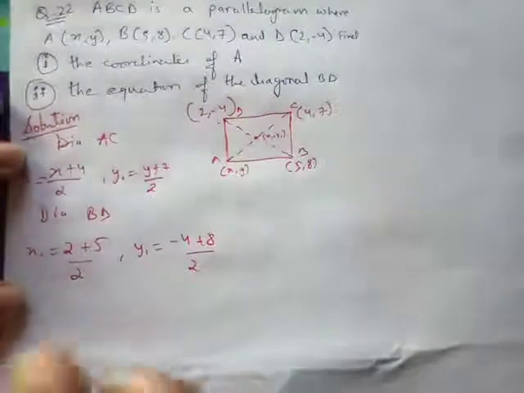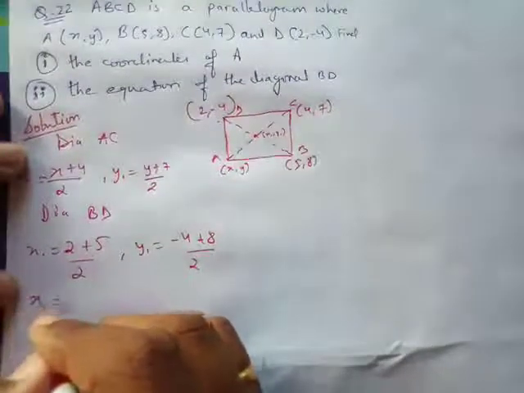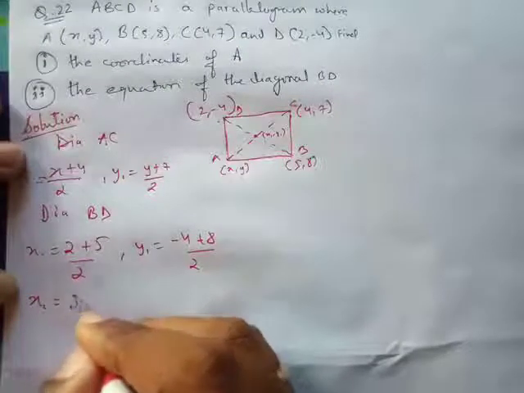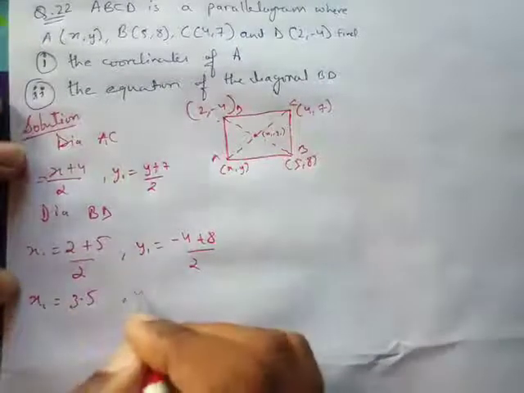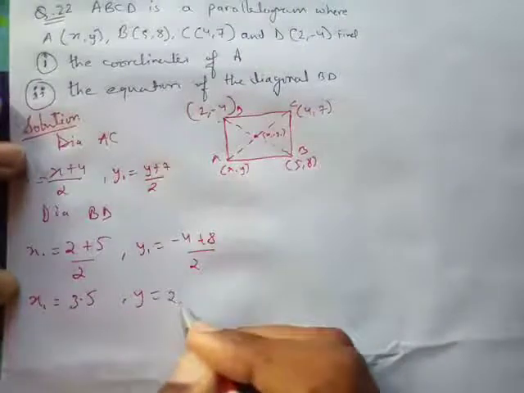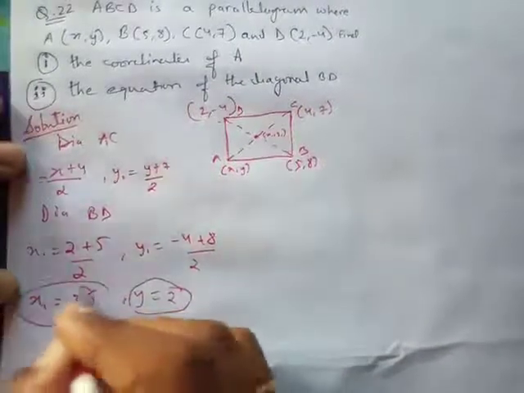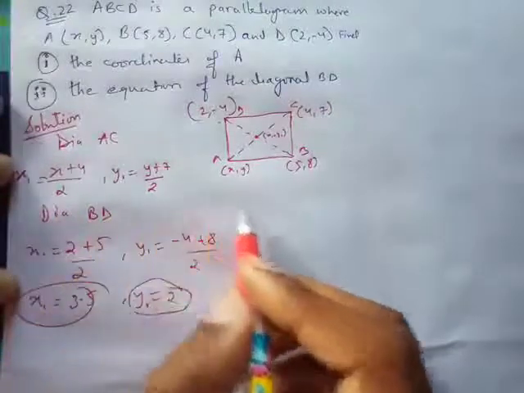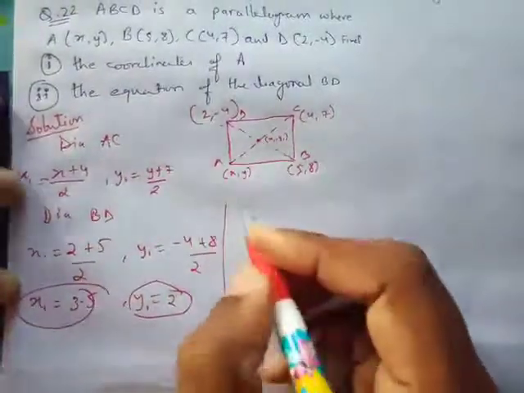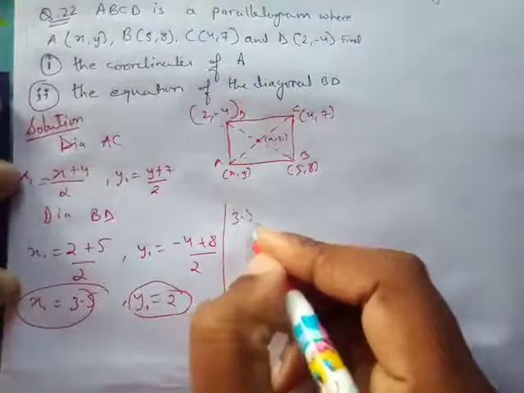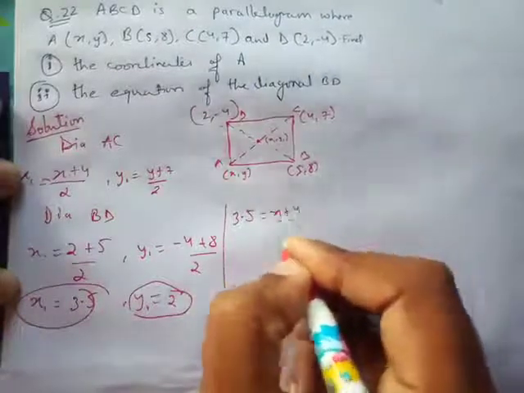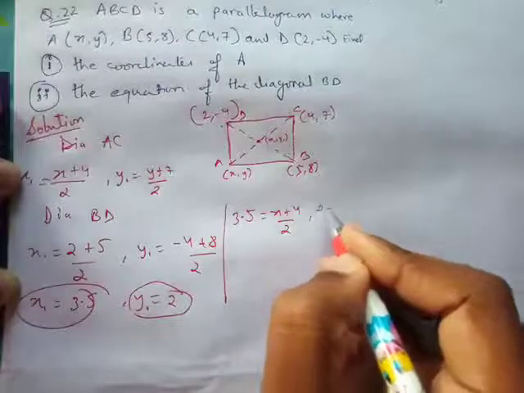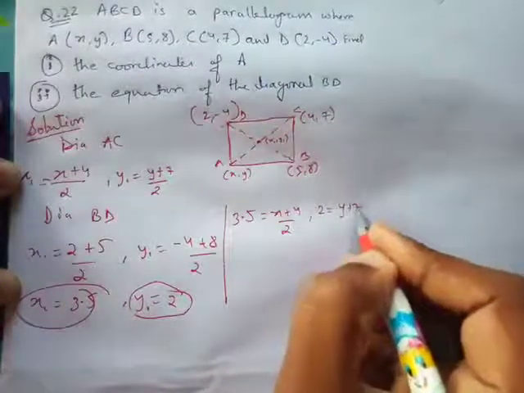So what is the value for x1 you will be getting? x1 is going to be 2 plus 5, that is 7, and 7 divided by 2 is 3.5. And y1 is going to be 2. So I have x1 and y1. Can I put the value of x1 and y1 over here? If I put the values, x1 is 3.5 equals x plus 4 upon 2, and then y1 is 2 equals y plus 7 upon 2.